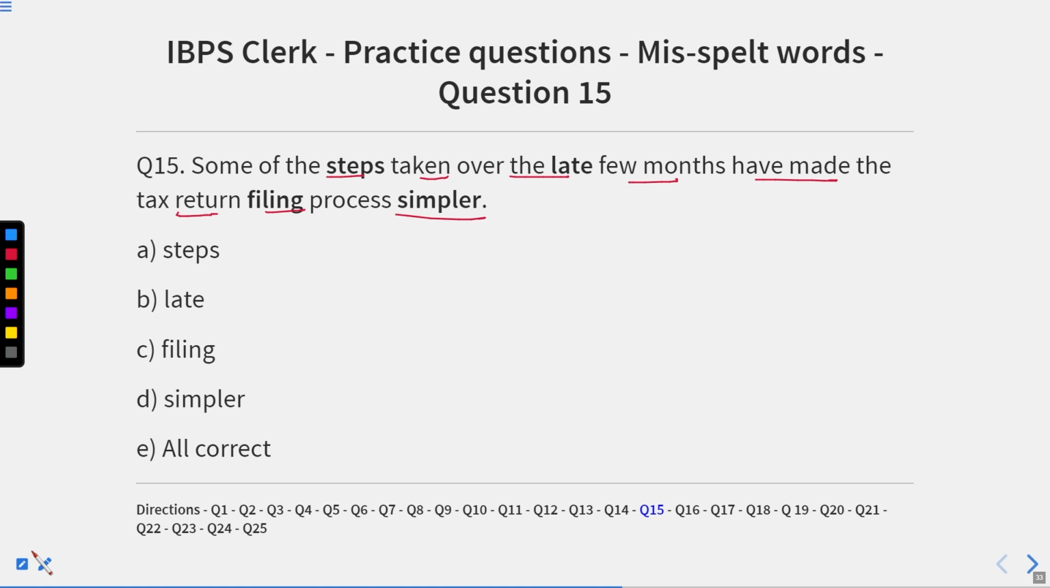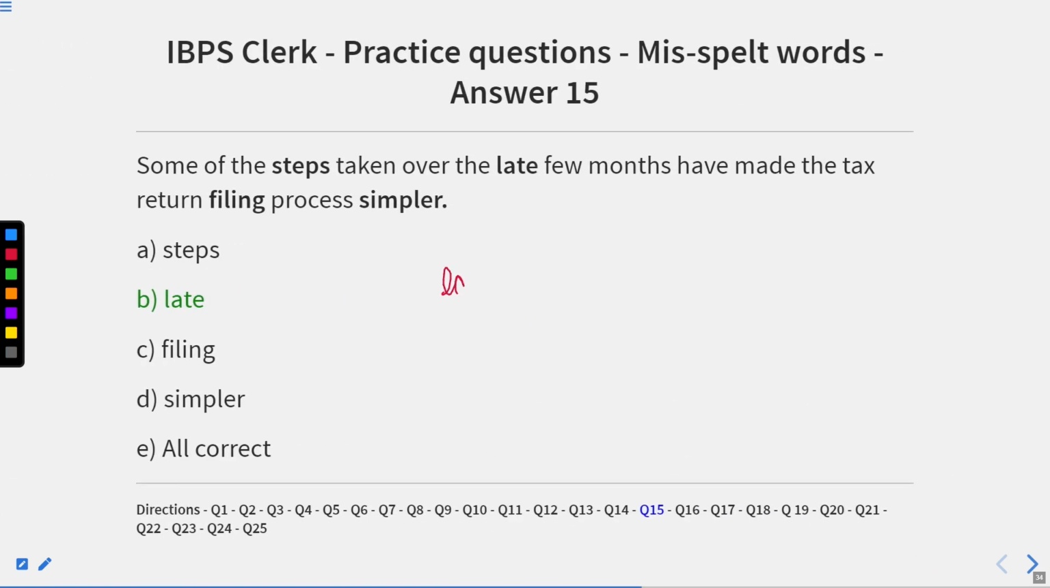Now, what late few months? It should be last few months. We are talking about last few months. This word is incorrect over here. It should be replaced with last. So our answer is B, as you can see over here. Now let us move to the next one.